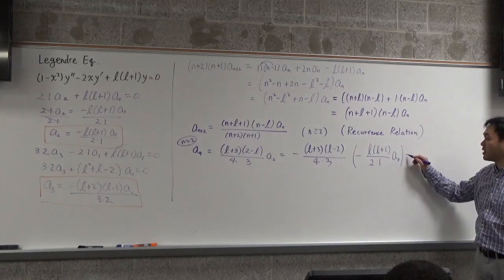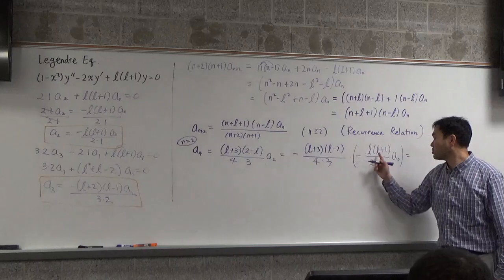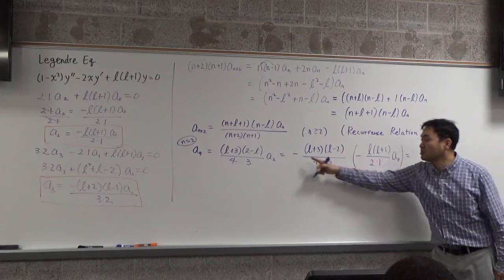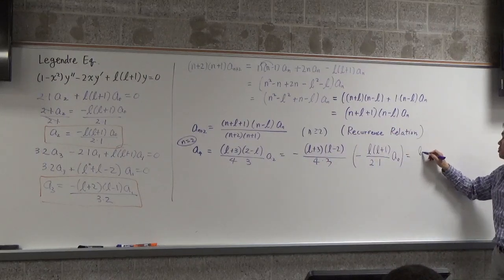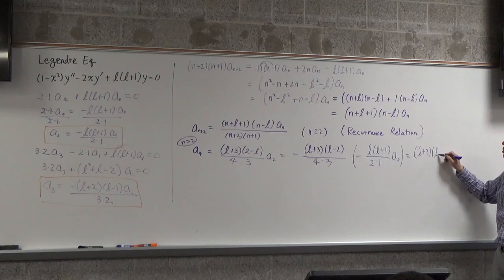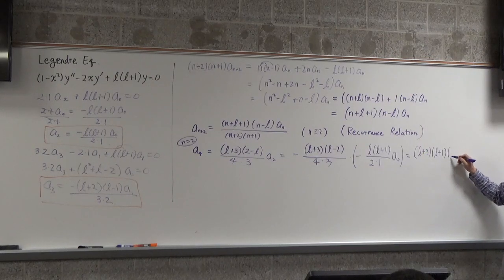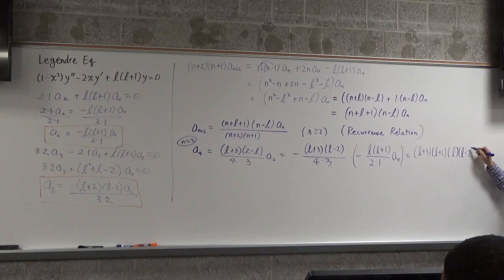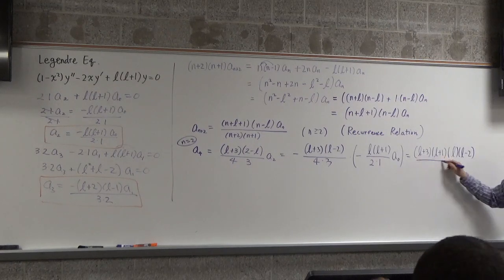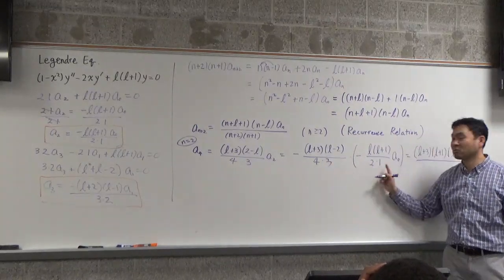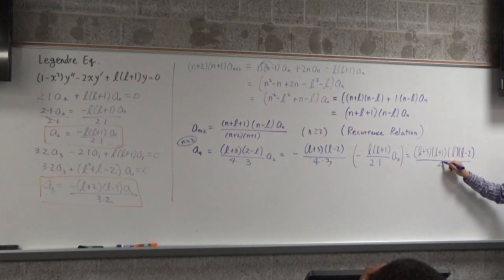So what's that? We have l plus 3 times l plus 1. Let's write it in decreasing order. Negative times negative is positive, right? We have l plus 3, l plus 1, l minus 2, l minus, over, what's the easy way to write down 4 times 3 times 2 times 1? 4 factorial.